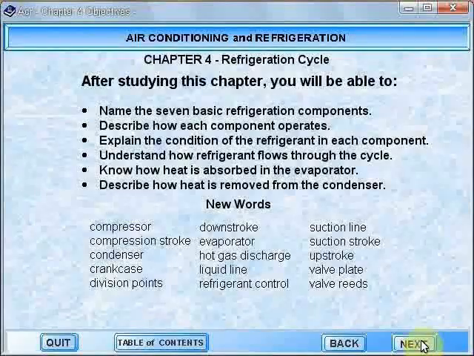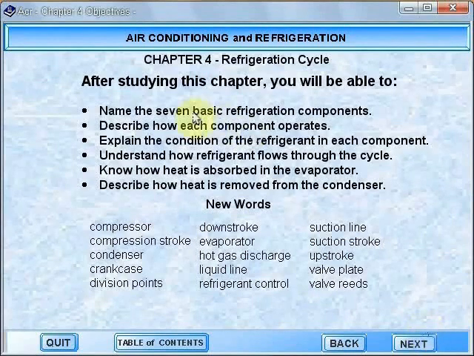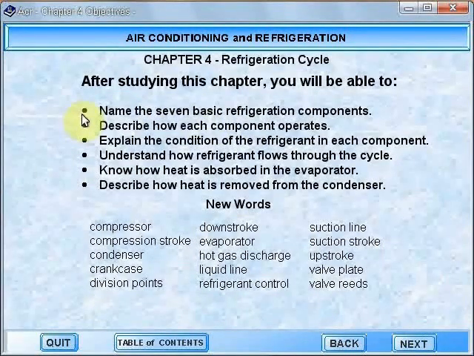After studying this chapter, you will be able to name the 7 basic refrigeration components. You'll be able to describe how each component operates. You'll be able to explain the condition of the refrigerant in each component. You will understand how refrigerant flows through the cycle. You will know how heat is absorbed in the evaporator. You'll be able to describe how heat is removed from the condenser.